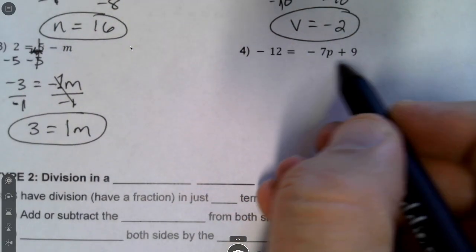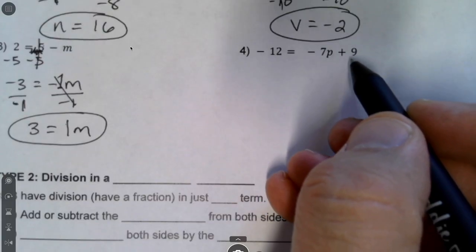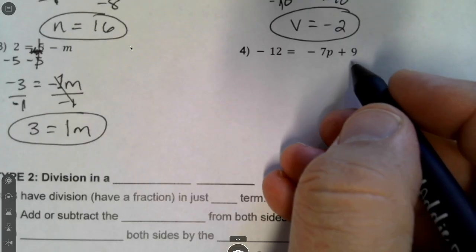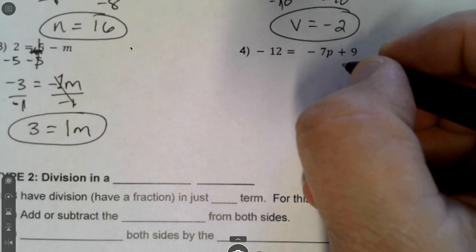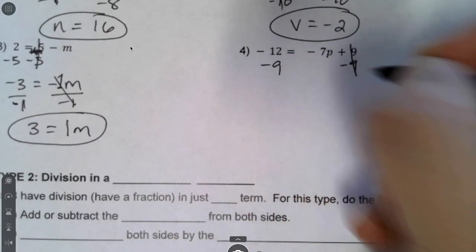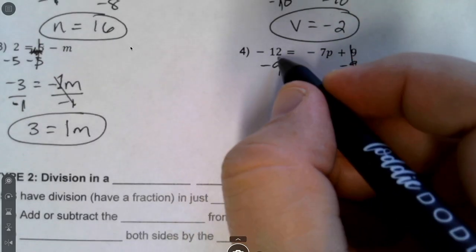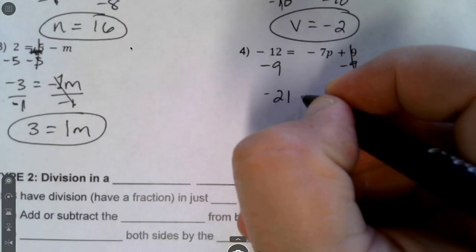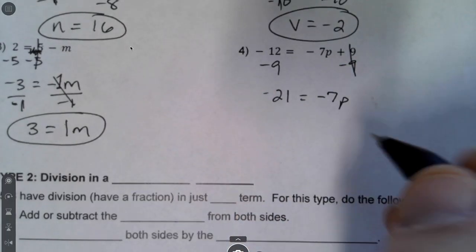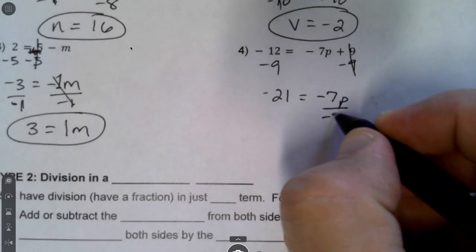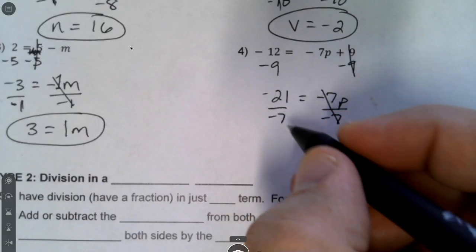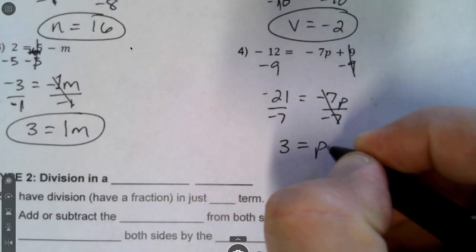So here, we have the variable on the right side, we have a constant, we have a coefficient. We want to take care of the constant first. That's a plus 9. The opposite of plus 9 is minus 9. 9 minus 9 is 0. Negative 12 minus 9 is negative 21. Our coefficient is negative 7, so we'll divide both sides by negative 7. And negative 21 divided by negative 7 is positive 3.